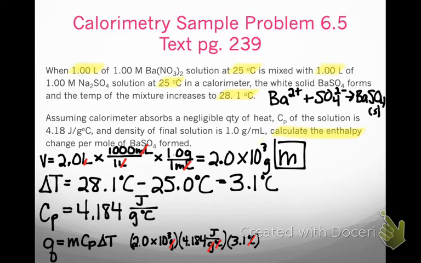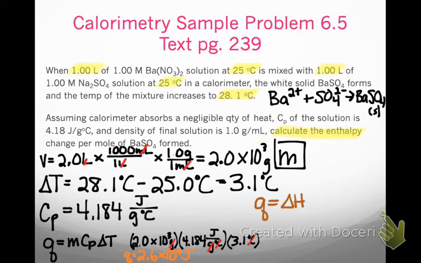So our answer for Q is going to equal 2.6 times 10 to the fourth joules. Now the question we were asked was, what is delta H, or the change in enthalpy? Well, we know that Q can equal delta H.